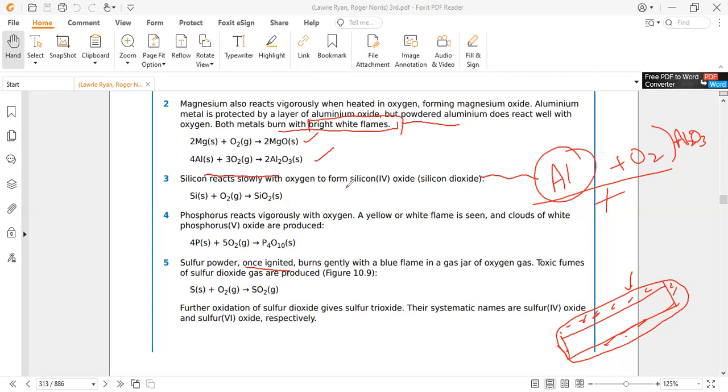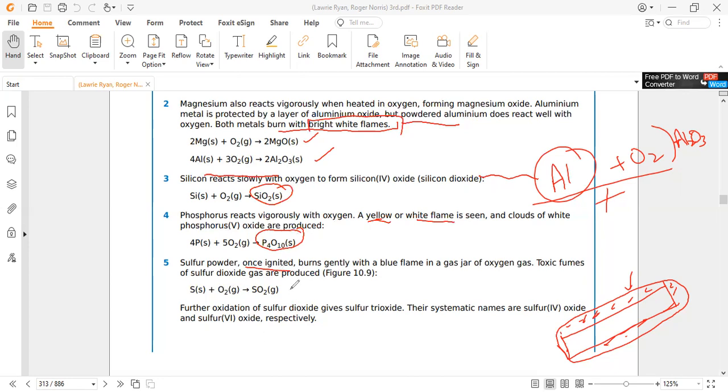Silicon reacts very slowly and produces silicon oxide. This is also a white solid, the only observation. Phosphorus reacts vigorously with oxygen. Again, a yellow or white flame is seen, both are okay. Also, white clouds of phosphorus oxide are produced, because they are covalent compounds, so they do not need a much higher temperature. Because of the exothermic nature of the reaction, they easily turn into a sublimed form, a white powder.